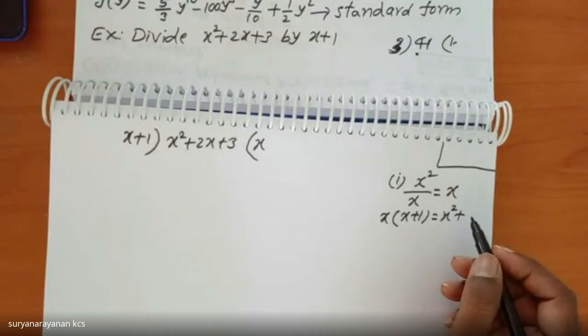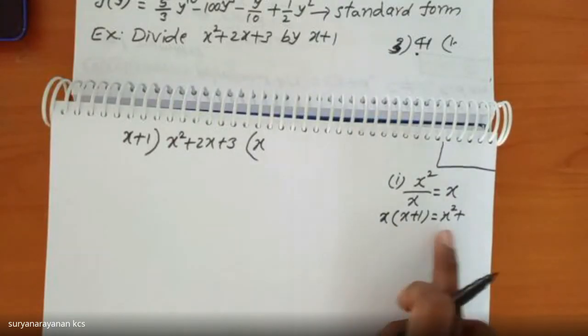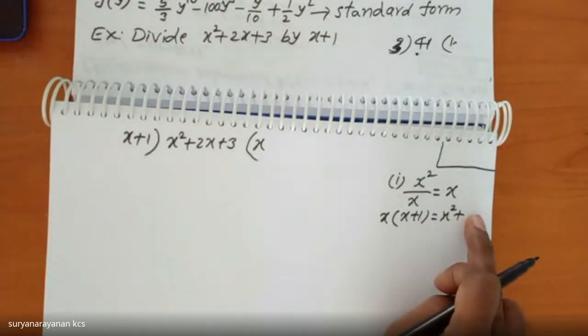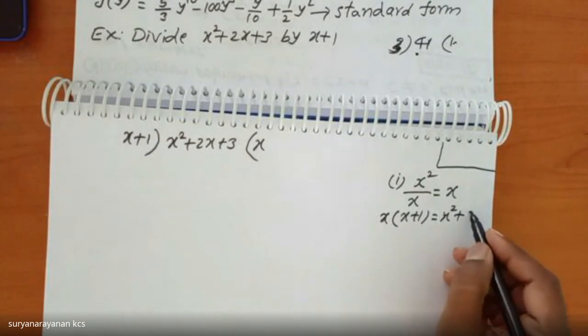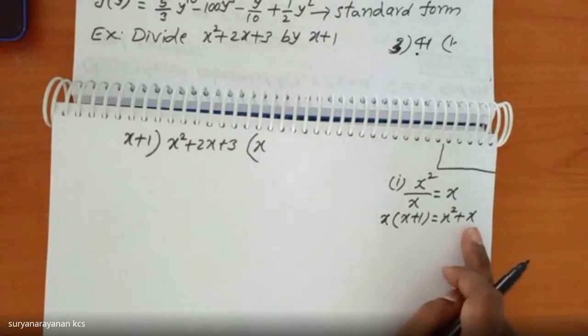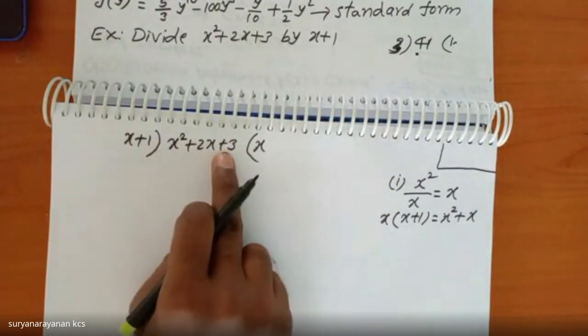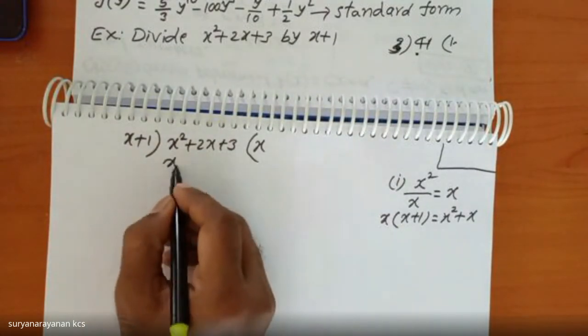Not x square plus 1. X into x square, x into 1. Don't write this number as it is here. You have not multiplied this 1 by x. Okay. So whatever the polynomial you got here, write this polynomial as it is as a second line: x square plus x.